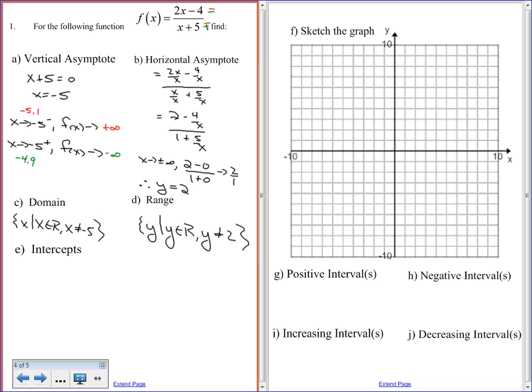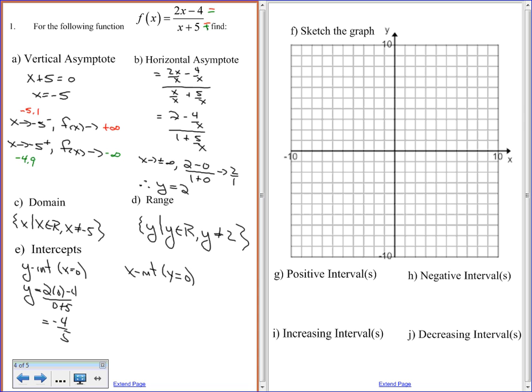To find the intercepts, just like back in grade 9, to find the y-intercept, you'd set x equal to 0. And to find the x-intercept, you'd set y equal to 0. So to figure out the y-intercept, I use my function. Remember that f of x and y are interchangeable. So to figure out my y-intercept, I put 0 in for x. Do some math. And my y-intercept is negative 4 over 5.